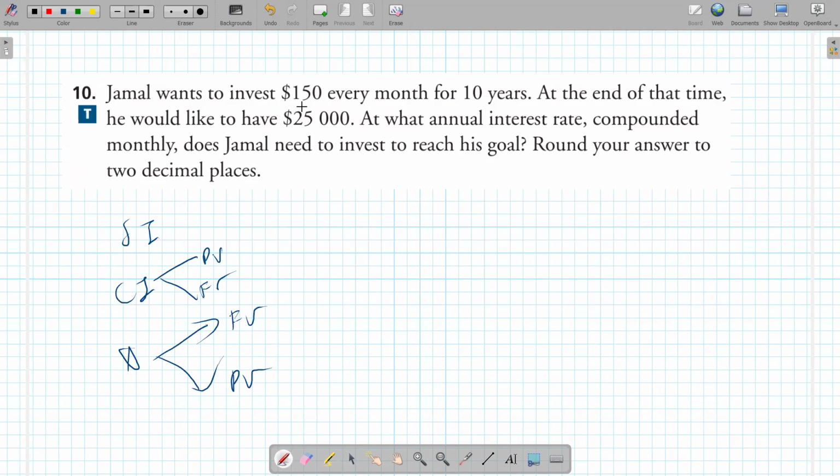Here are the keywords: 150 every month. Is that an R question or is that a compound interest question? If you're depositing it every month, it's an R question. So we have the R value. The R value is 150.